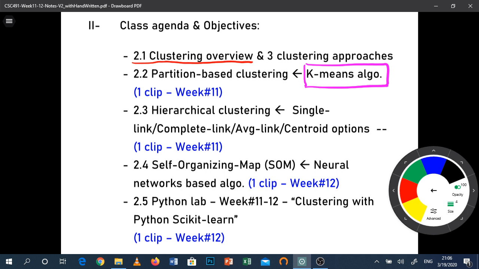Hello, welcome back. Previously, I thought of only having one clip for the k-means algorithm, but then I realized that there should be one additional clip for the evaluation of the k-means result. Okay, so that's what I'm doing now. Okay, evaluation.